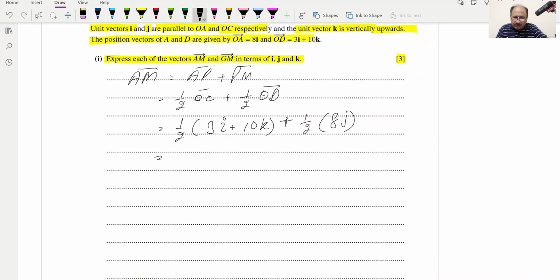Then we can write this as, if we open this one, divide 3 by 1 by 2, so it will be 1.5i plus 5k, and plus 4j, and we can rewrite in the form of aijk, so it will be 1.5i plus 4j plus 5k, and this will be the AM vector expressed in the required format.